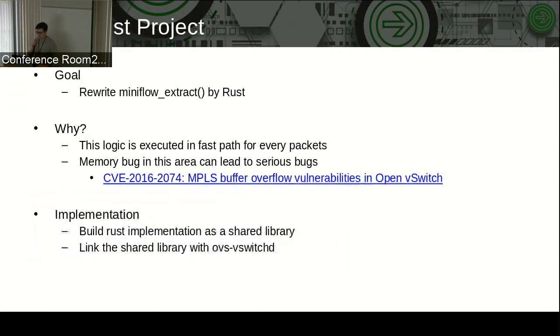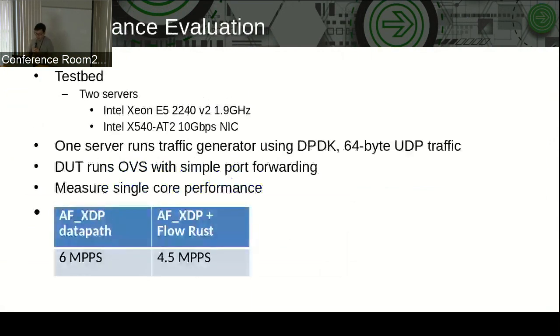For this project, we used Rust to rewrite the miniflow extract function in OVS. We picked this function because it is an important function for every single packet that runs in the fast path, and we used to have some serious bugs here. The implementation rewrites this in Rust and builds it as a static library linked with OVS. We ran some performance tests and compared it with the C implementation. We see a slight performance drop, but it's close, because we spend more time checking memory boundaries, and our code is not fully optimized yet.